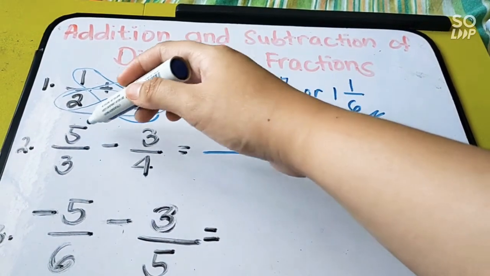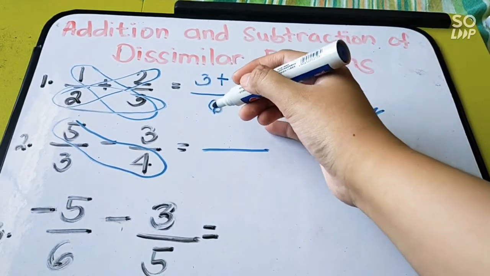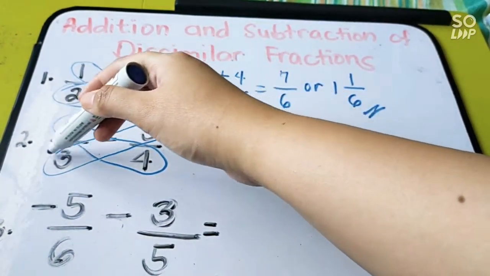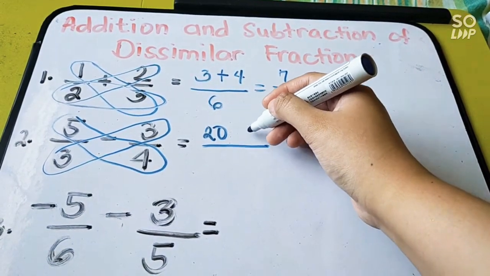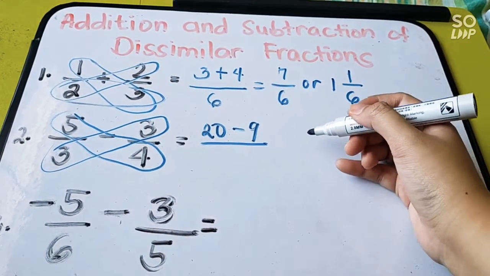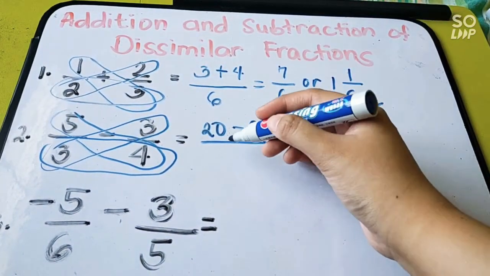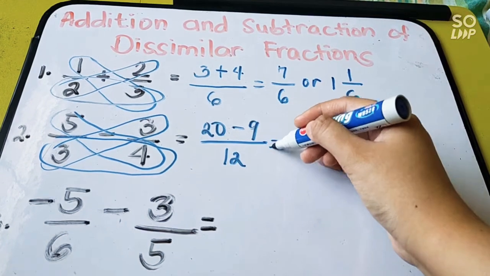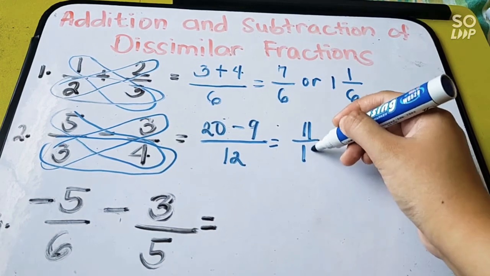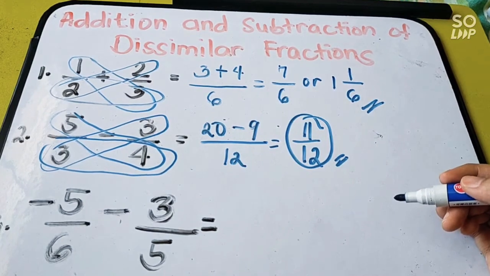Let us use the butterfly method. Multiply. 5 times 4, the answer is 20. Next, multiply this to 1. 3 times 3, the answer is 9. Then, copy the sign. Alright? Then, multiply this. 3 multiplied by 4, the answer is 12. Then, 20 minus 9, the answer is 11 over 12. So, that's your answer now. Ganun lang kasimple kapag dissimilar fraction.